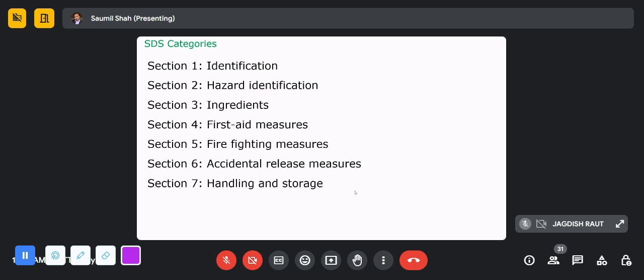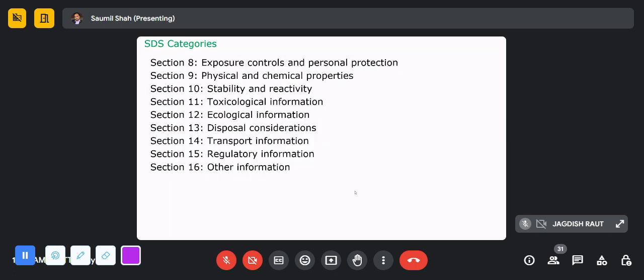First is identification, second is hazard identification, third is ingredients, fourth is first aid measures, fifth is firefighting measures, sixth is accidental release measures, seven is handling and storage, eight is exposure control and personal protection, nine is physical and chemical properties, ten is stability and reactivity, eleven toxicological information, twelve ecological information, thirteen disposal considerations, fourteen transport information, fifteen regulatory information, and sixteen other information.